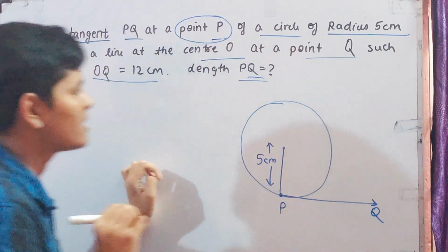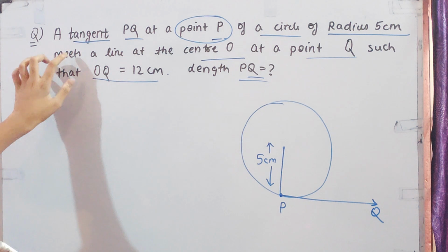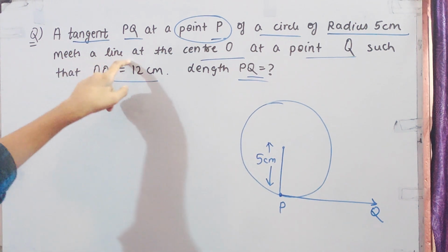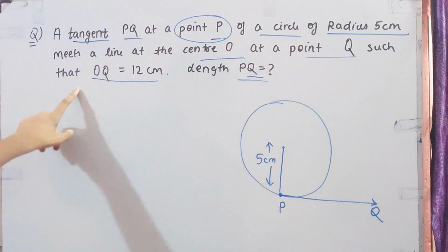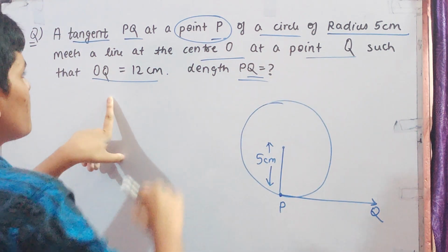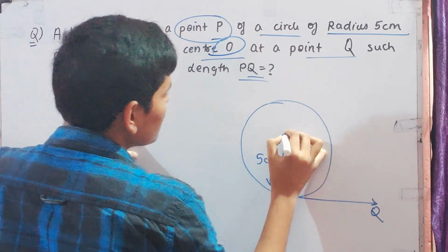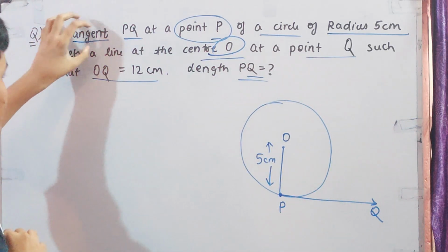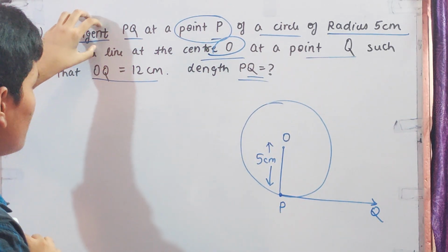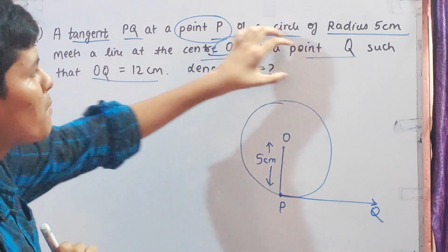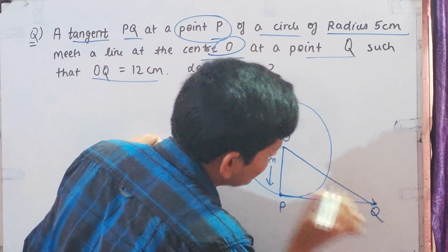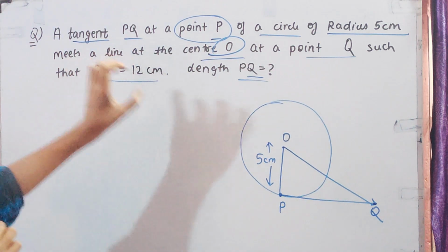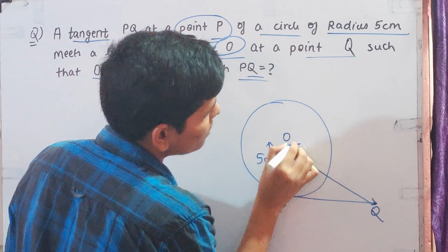PQ. Let me explain it once again. After reading the question, it meets a line through the center O at a point Q such that OQ is 12 cm. The center is O. So the center of the circle is O. This tangent meets the line through the center O at point Q. Then this Q and this O are joined like this, such that OQ is 12 cm. This OQ is 12 cm.